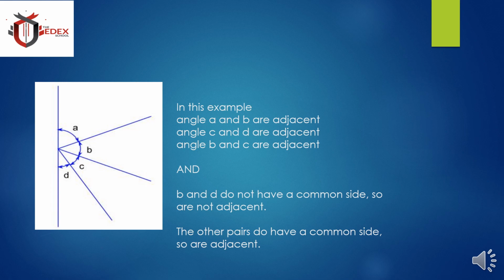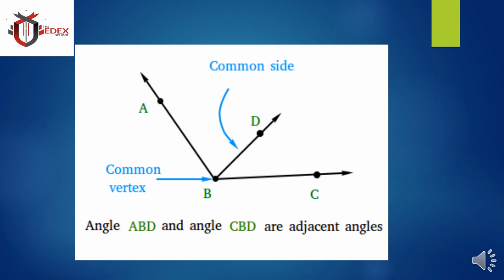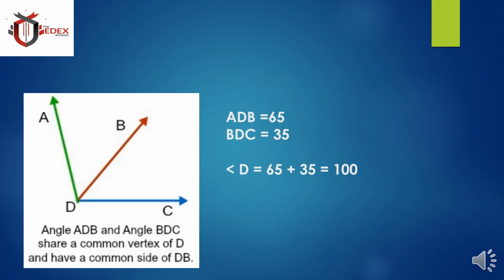So in this figure, A and B are adjacent angles with common side and corner. B and C are adjacent angles with common side, and C and D are adjacent angles with common side and corner. Another example, there are two angles which share a common vertex which is B and share a common side which is BD. Okay, another example, there are two angles that share vertex D and share a common side BD.